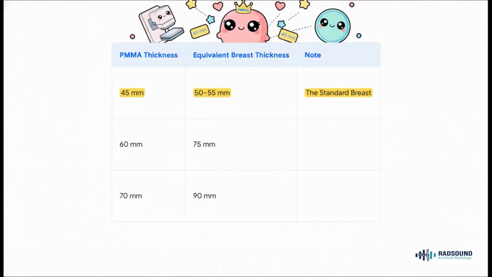The absolute star of the show here is the PMMA phantom. It's basically a block of plastic that acts just like breast tissue, which lets us take the same measurement over and over again. And the key number to remember is this: 45 millimeters of PMMA is the universal standard for a typical 50 to 55 millimeter compressed breast.